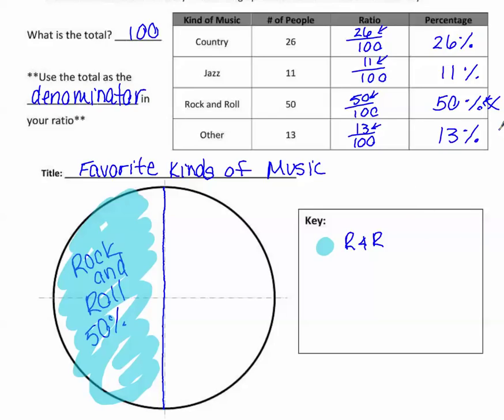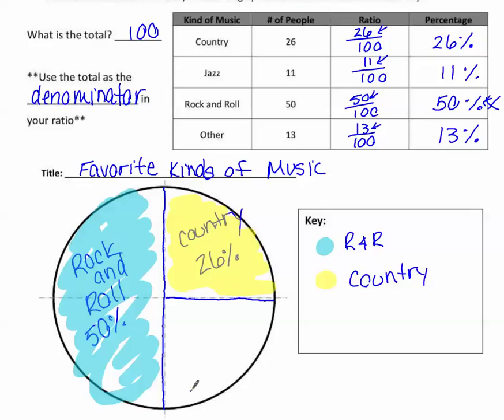Now there's one that's very close to 25, but not quite exactly. And that would be our country. So we know that one of these little quarters here is 25%. So we're just going to go just a smidge below it because you're really not going to be able to tell the difference between 25 and 26% because they're so close. So this is going to be country. And that's 26%. And you can make it a color if you want to. You don't have to make it color coded. So this would be country.